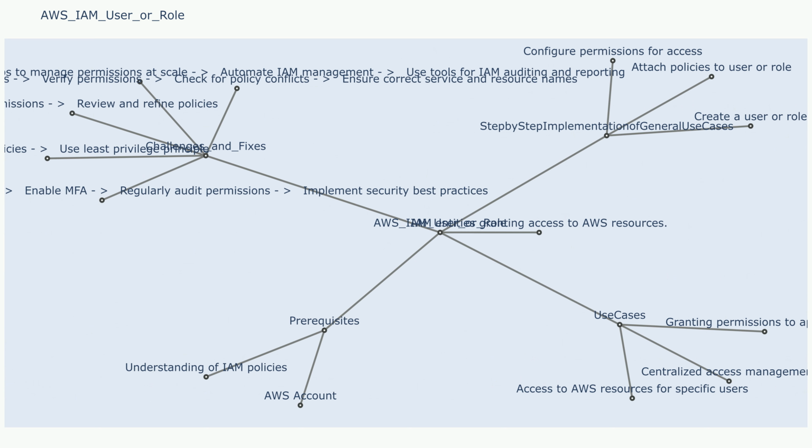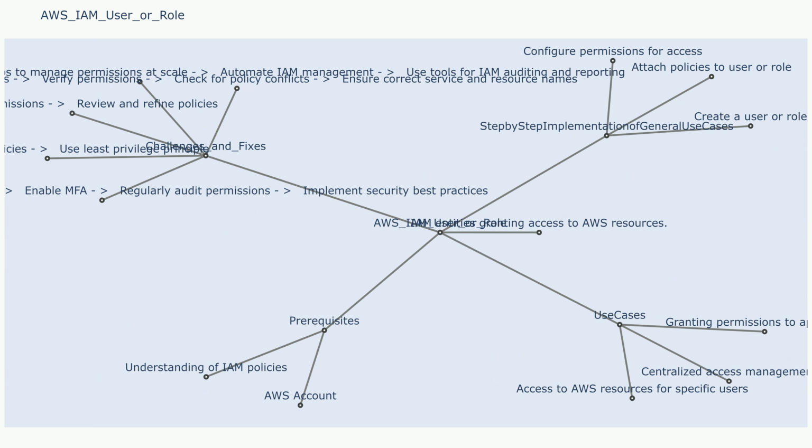Configure permissions for access. After attaching policies to a user or role, you can configure the permissions for access. This includes setting access keys and secret keys for users, and setting permissions for roles to access specific resources.